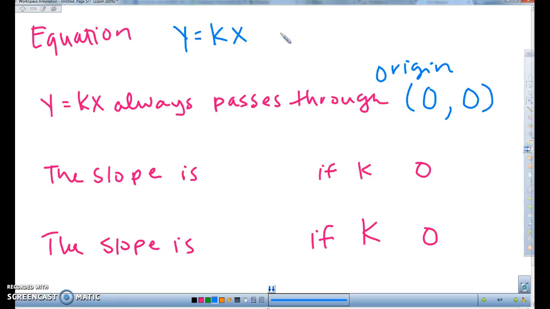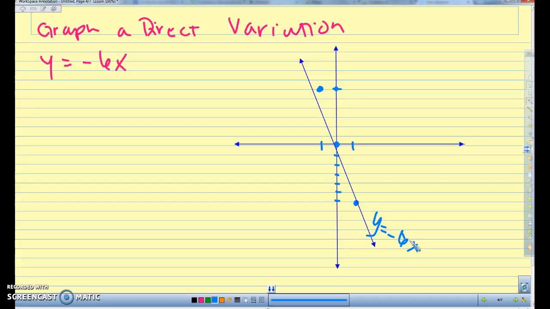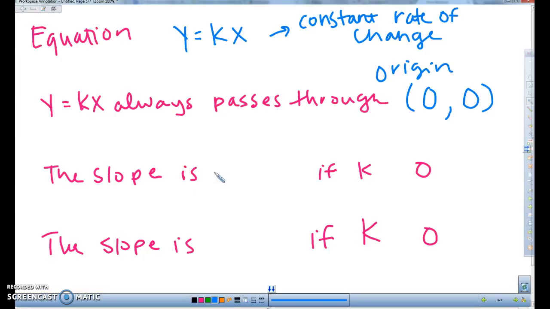And y equals kx illustrates a constant rate of change. I forgot to put that one on here. A constant rate of change, so fill that part in. And now let's talk about that slope. Looking at that last one, when k was a negative value, negative 6, my slope was negative. So my slope is negative if k is less than 0, or a negative number. My slope will be positive if k is greater than 0.